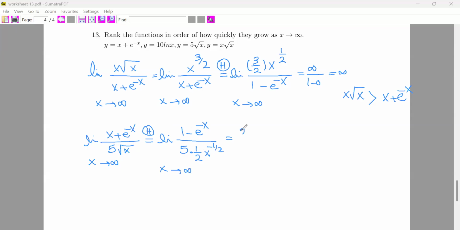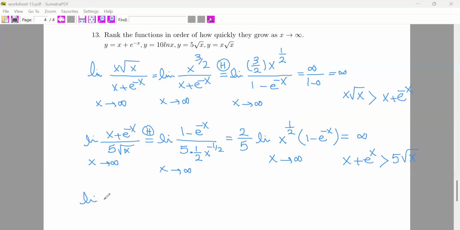So if we rewrite it, we would get 2 over 5 times the limit of x to the power 1 over 2 times 1 minus e to negative x, which will be easier to work with. So it will be 2 over 5 times infinity. Altogether, we have infinity as the answer of the limit. So we find that x plus e to negative x is growing faster than 5 square root of x.